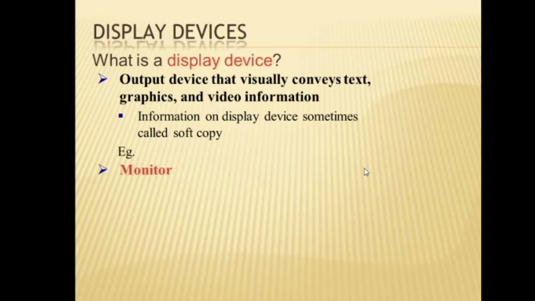The display devices. Display device, short for visual display unit, VDU, is an older British term used to describe any device used with computers to display text and images. For example, a flat panel display and a projector are both examples of VDUs. A VDU consists of a display device. It's an output device that visually conveys text, graphics, and video information. The information on display devices is sometimes called soft copy.